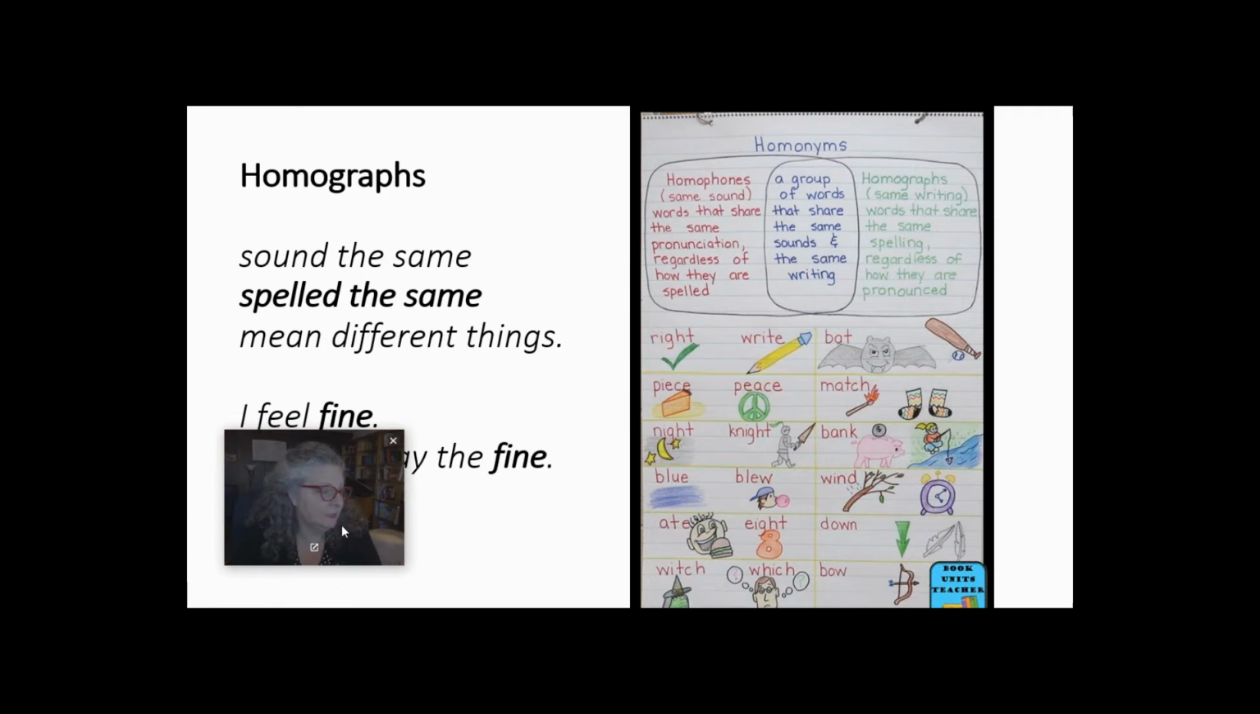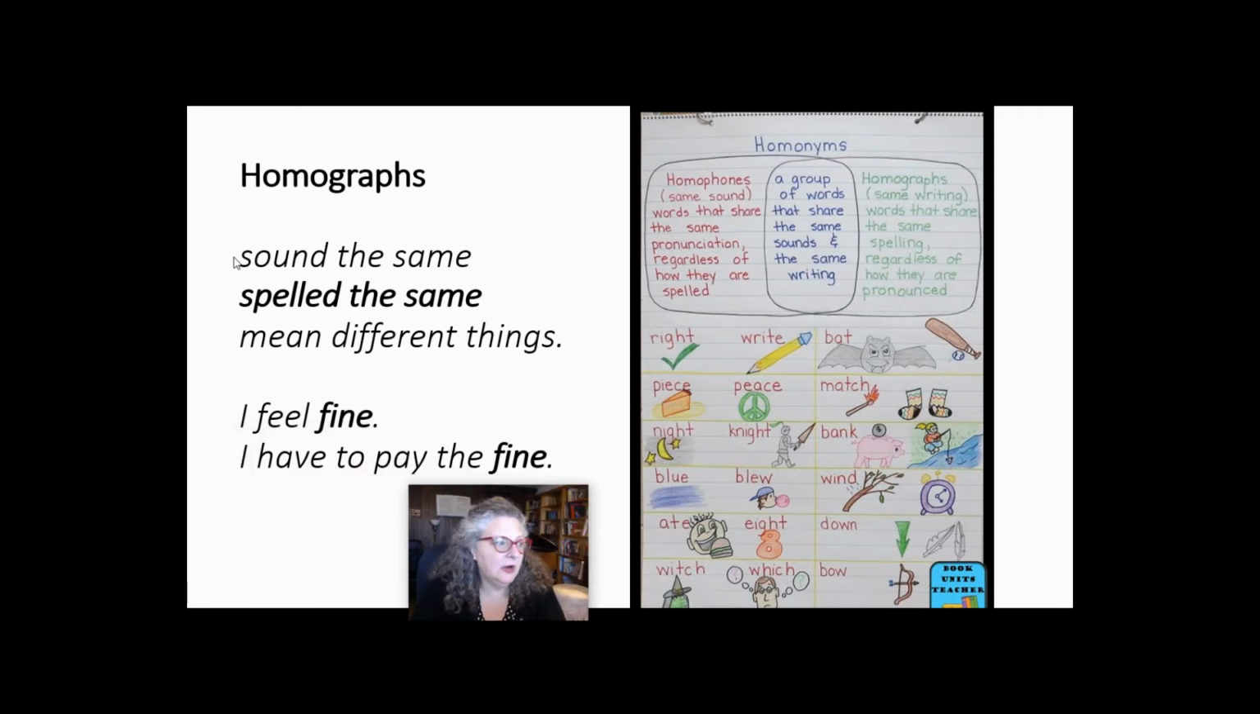That's different than homographs. Take this apart though. Remember, homo means same, and graph means grapheme or letter. So a homograph is two words that sound the same, but they're also spelled the same, but they mean different things. So over here you have the example of bat and bat. Spelled the same, sound the same, mean different things. And you have to tell that from the context. So I feel fine, or I have to pay a fine. Those words mean two different things.